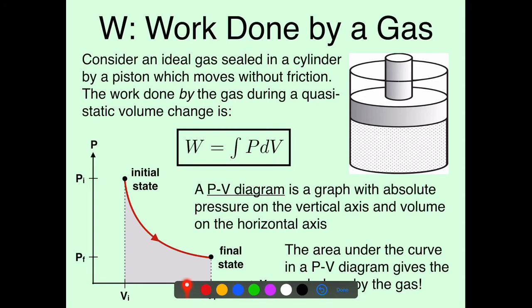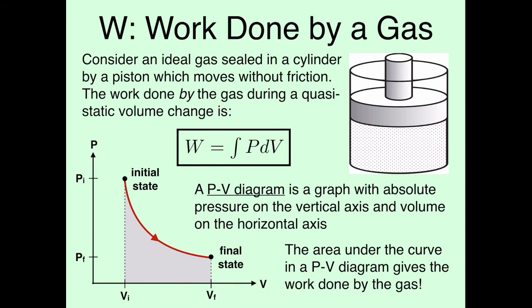And what we'll find is the work done by this gas during a volume change, as long as it's quasi-static, is given by the formula W is equal to the integral of P dV. So P is pressure and V is volume. So we're integrating pressure with respect to volume. That's how you get the work. So I'm going to prove this for you in a second, but let's take a look at how we can use this result.